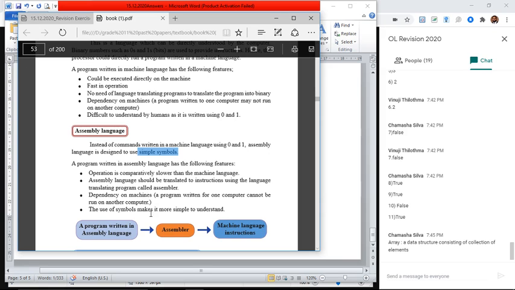The use of symbols makes it more simple to understand. Now it became easy for humans, right?